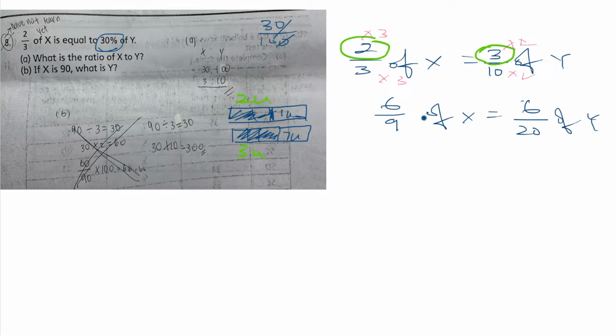And then it's asking what is the ratio of x and y. For x and y, the whole unit of x here is 9, right? Here it has 9 units. This whole thing is 9 units, and then this whole thing of y is actually 20 units. Correct or not?